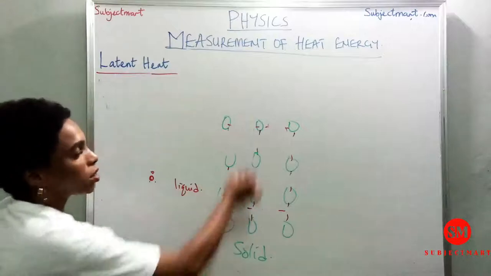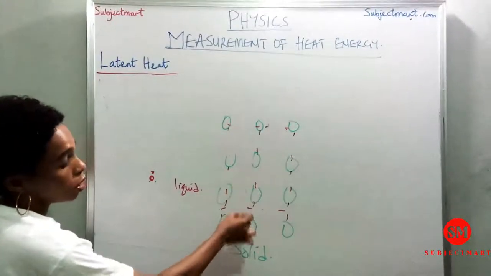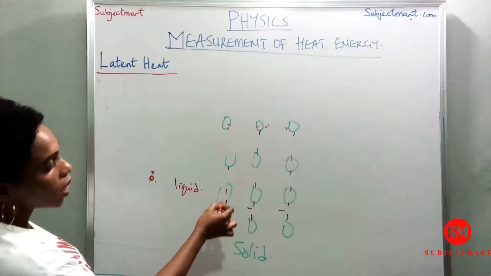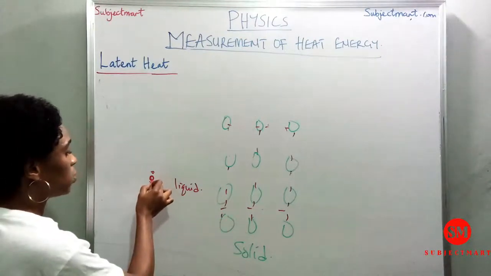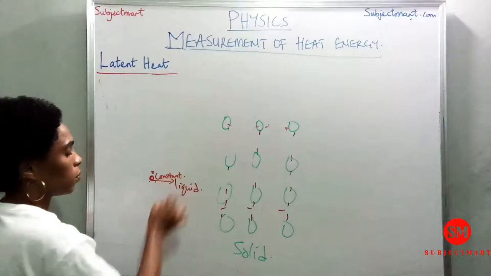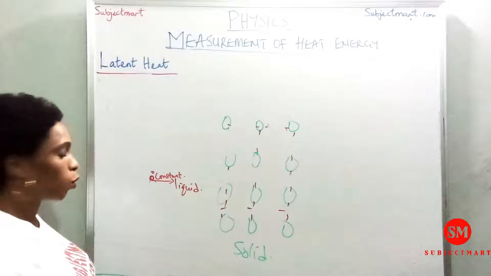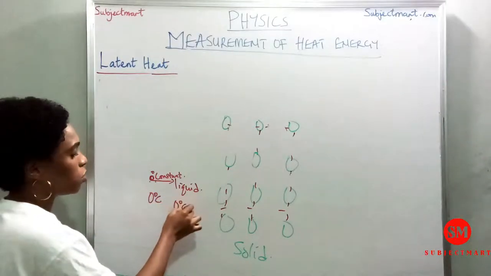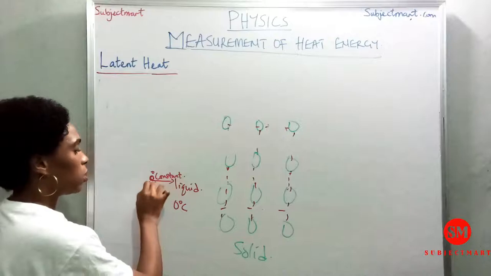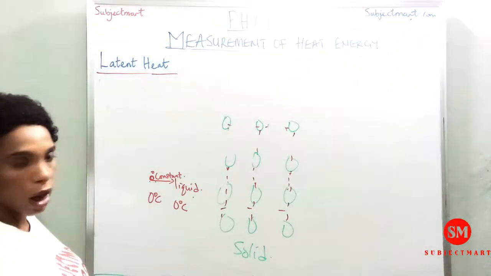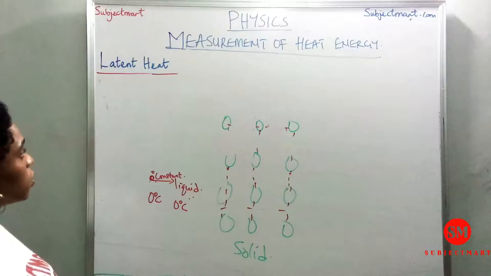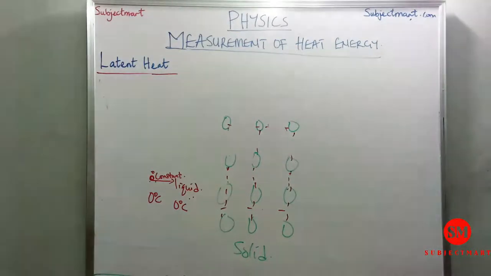So while these intermolecular forces are being broken, the temperature is constant. So if the ice was at 0 degrees C, it remains at 0 degrees C until all these forces have been broken, then it merely changes to liquid. And once it changes to liquid, there is a change in temperature. So I want to believe this illustration is clear.